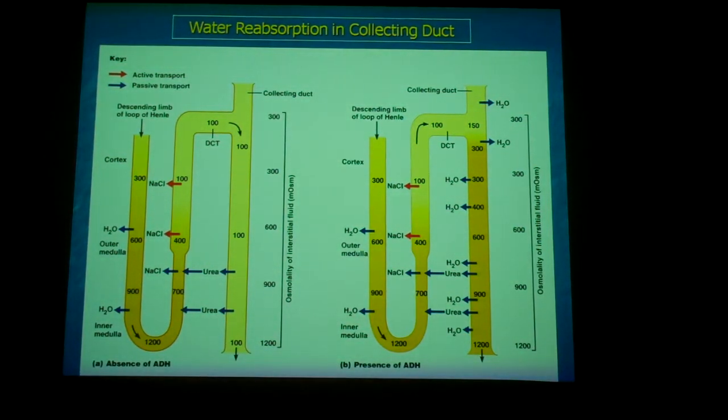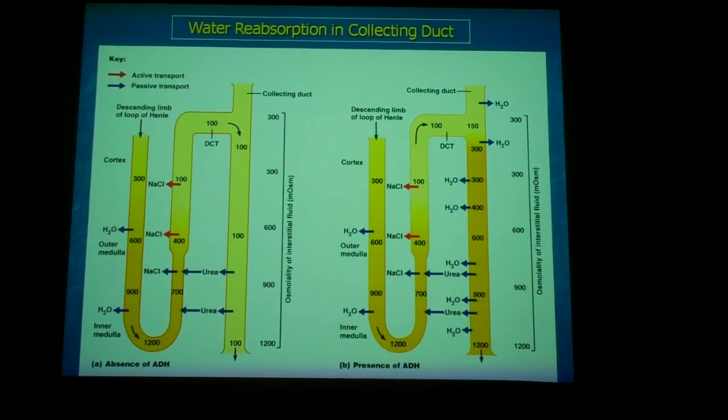Now, here is an example of how ADH works. Remember back on our loop, we said that coming out of the loop, we're actually hypoosmolar here. And coming down the collecting duct, that situation would obtain all the way, dripping into the minor calyces. All right. However, if we have antidiuretic hormone operational, we're going to reabsorb water, aren't we, from the collecting duct. And what's that going to do now to the solute concentration of this fluid? It's going to increase it, isn't it?